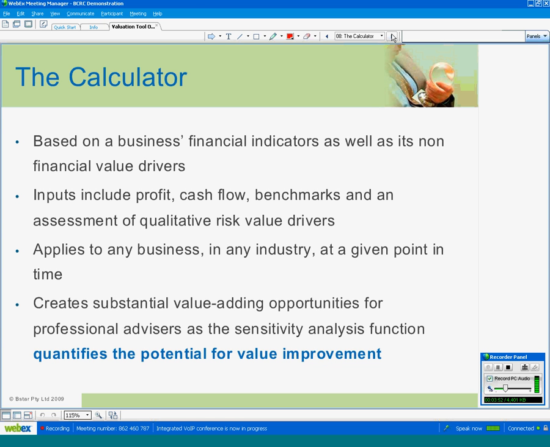The calculator's sensitivity function provides professional advisors with a process to quantify the potential for value improvement, creating a significant value add for clients. Let's now go online and complete a business valuation using BStar's Business Capitalisation Rate Calculator.